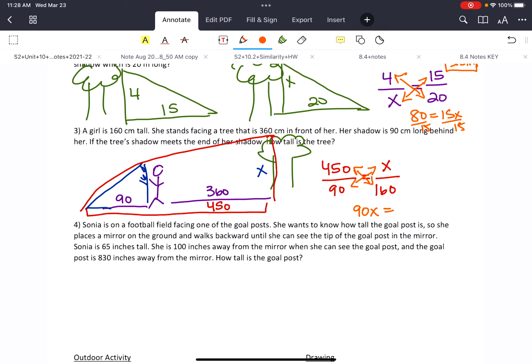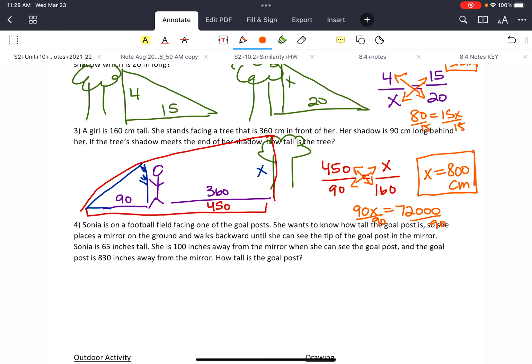So 450 times 160 is 72,000. And when we divide it by 90, and we divide this one by 90, we end up with x is equal to 800 centimeters.